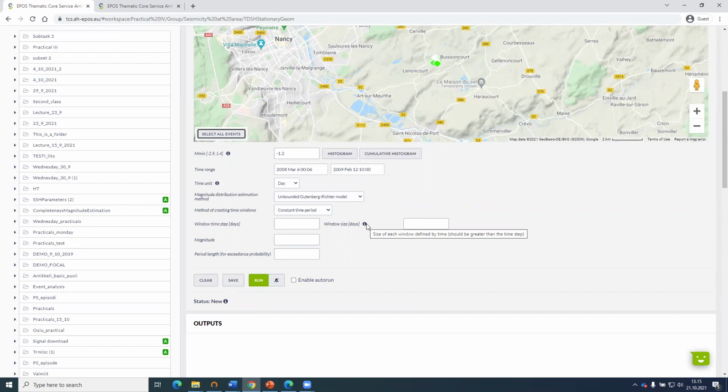Then we have certain parameters to put in. The first one is the minimum magnitude, where we use the completeness magnitude result. For the time range, we want to look at the whole time range of this episode, so we leave it like that. Then there's the time unit, and if you hover over this small info button, you can see the unit that is used for the computation, including time. It can be day, month, or year, but let's use day now. As you can see, there's the magnitude distribution estimation method, the unbound Gutenberg-Richter model, the same that we used in the source size distribution function application to determine the p-value and the activity based on the catalog and the frequency of the different seismic events.